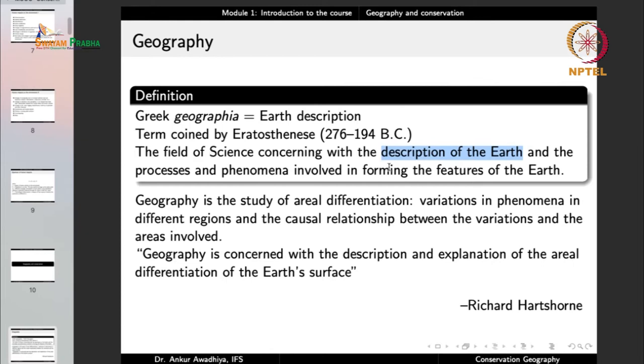Basically, we ask three questions. What is there, where is it, and why is it where it is? We can also say that geography is the study of areal differentiation. Differentiation over an area. Variations in phenomena in different regions and the causal relationship between the variations and the areas involved.